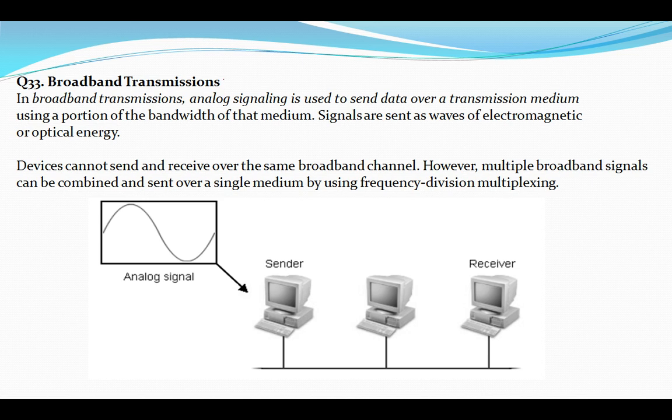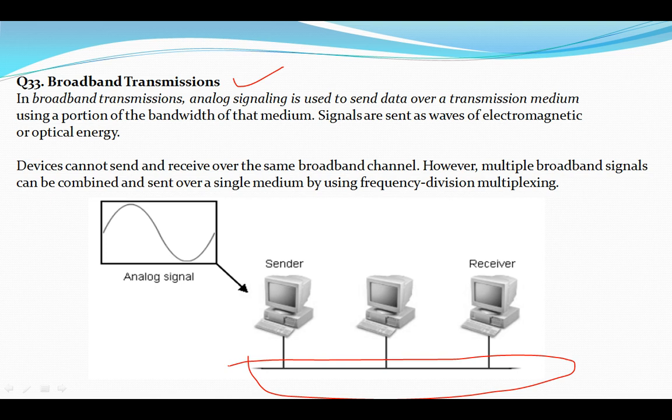Guys, next question is broadband transmission. What do you mean by broadband transmission? In broadband transmission, analog signaling is used to send data over a transmission media using a portion of the bandwidth of the network. Signals are sent as waves of electronic or optical energy. So it's a broadband connection, like when we are taking an internet connection. That is called a broadband connection.